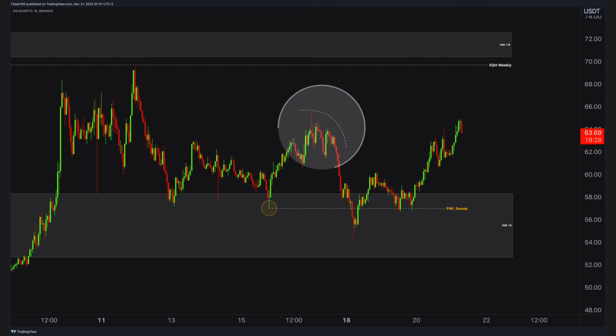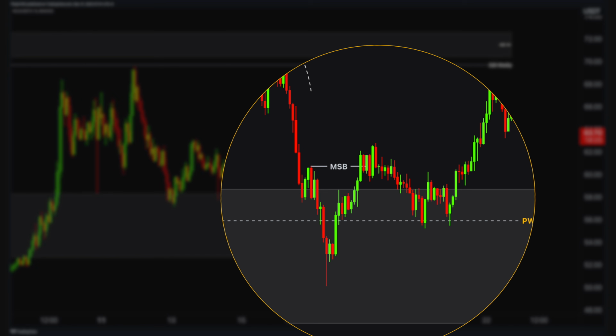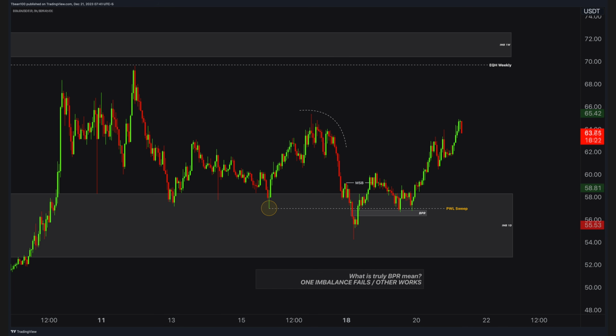This close level parabolic liquidity seems great. And the structure changes here with this BPR area. Remember what BPR is. One imbalance fails and the other one works. Basically, BPR tells me one side of the trend is weakening, but the other side of the trend is getting stronger.